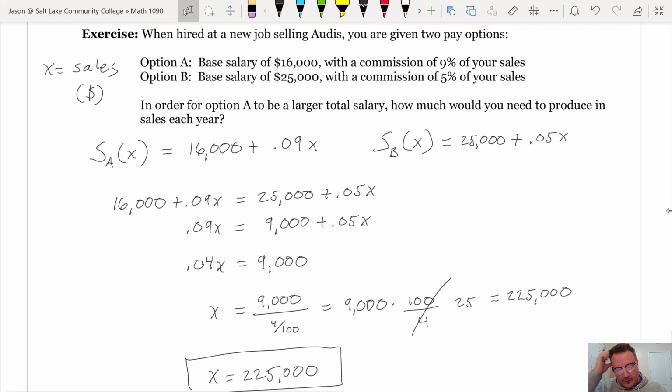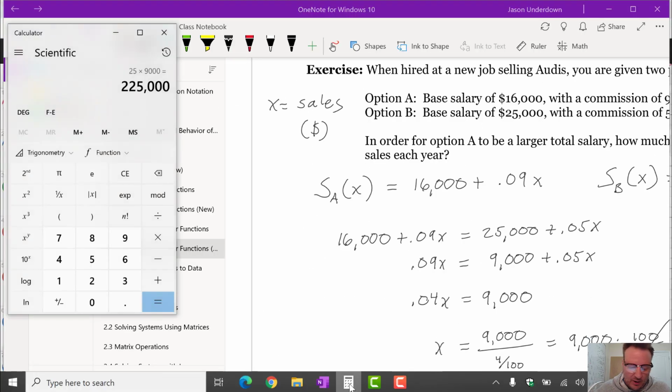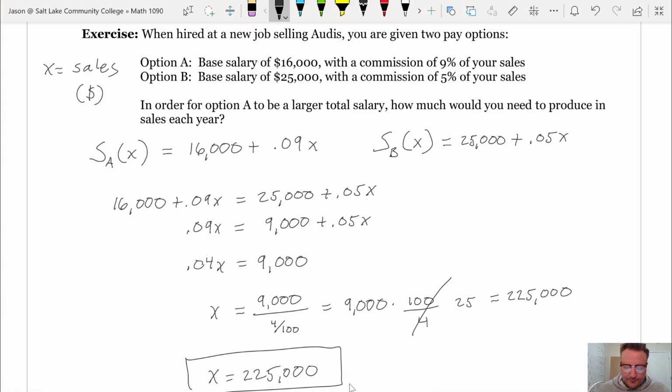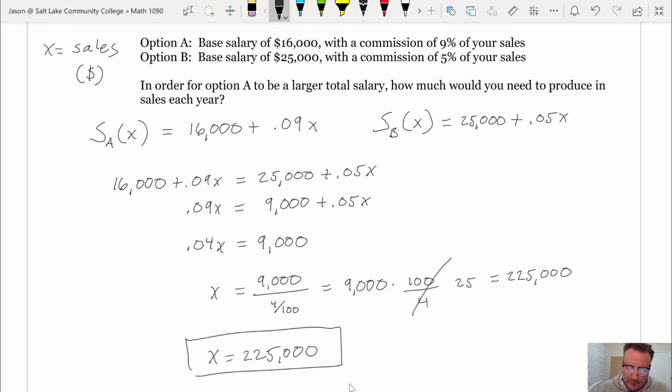So I have to make $225,000 in sales. That's when the two options are equal. $225,000 in sales. How many Audis is that? I don't own an Audi, and I've never purchased one, but probably about a $40,000 car. So 225,000 divided by 40,000 would give us the number of cars approximately. So let's divide this by 40,000, and we get 5.625. So it's exactly 5.625 $40,000 cars.